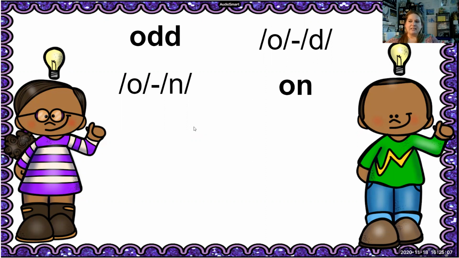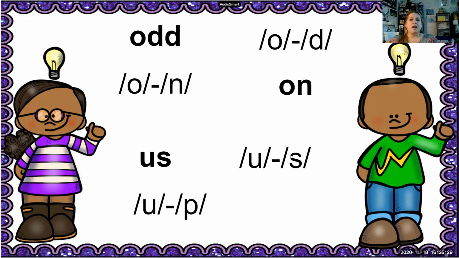Next sentence. Did you see us in the relay race? Us, us. How many sounds do you hear? I hear 2 sounds. Us. Good. Well, we're going to change the second sound of s to up, up. What is our new word? The new word is up.